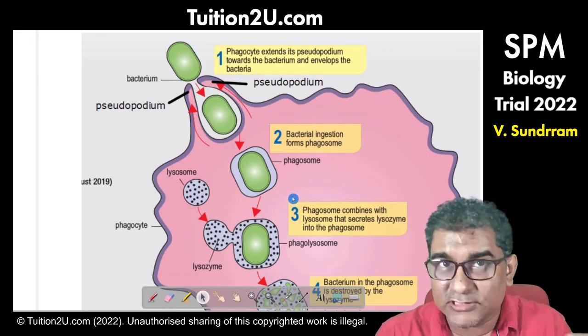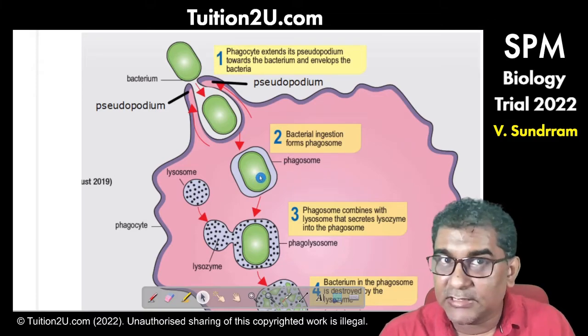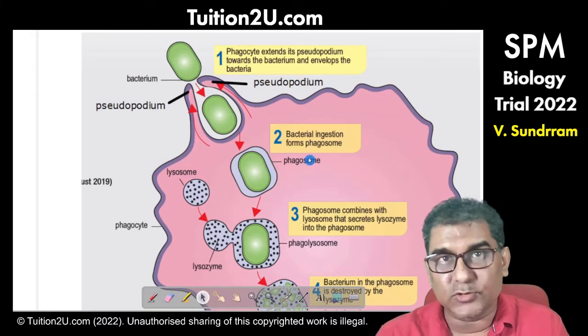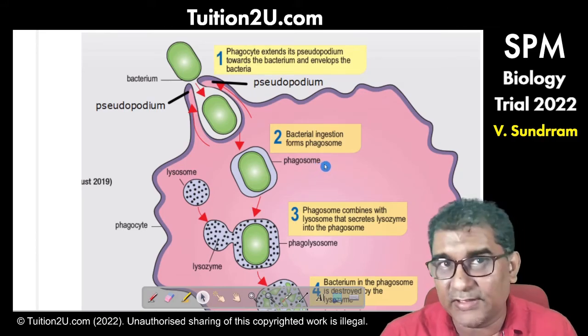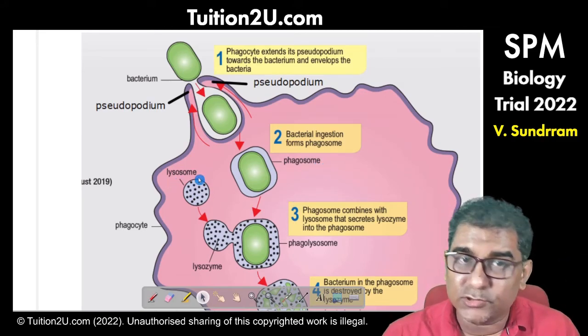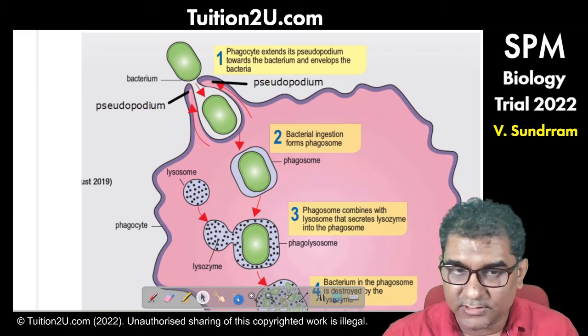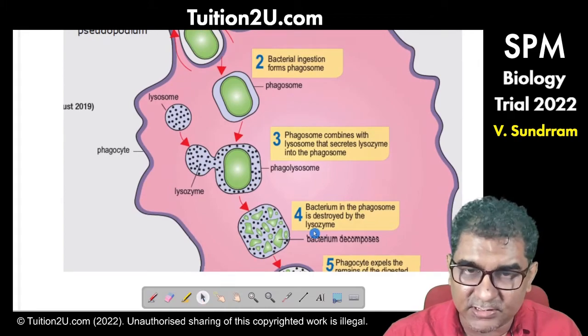Through the phagocytosis process, the bacteria is trapped in a phagosome. It's trapped in a phagosome. Second point. Third point, the cell contains lysosome. You can see the name of the enzyme here, lysosome.